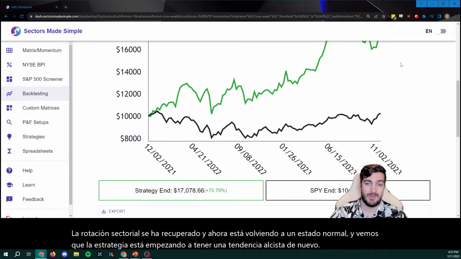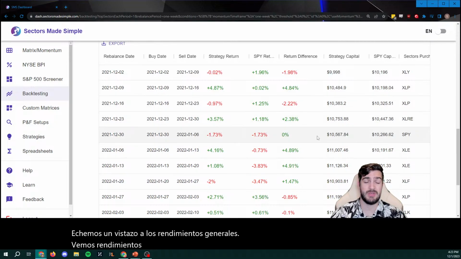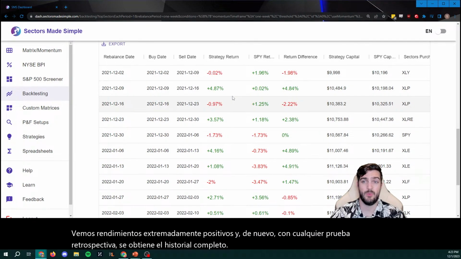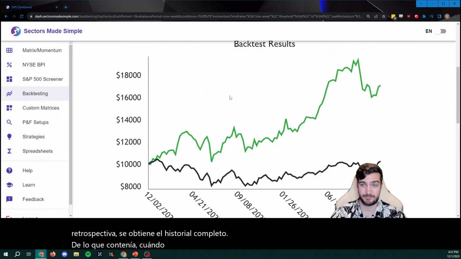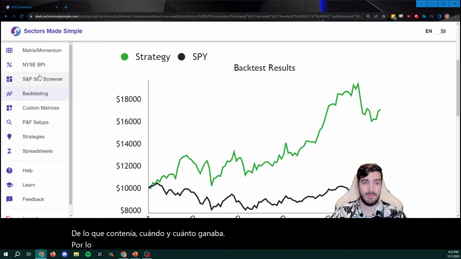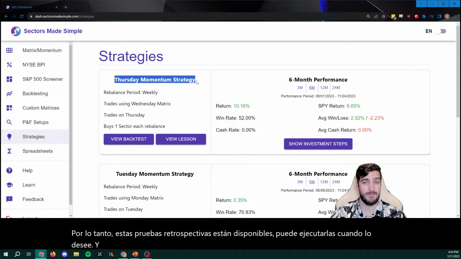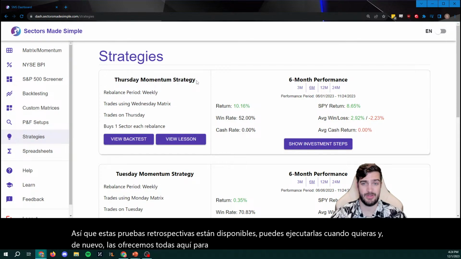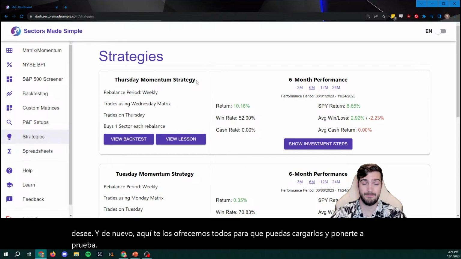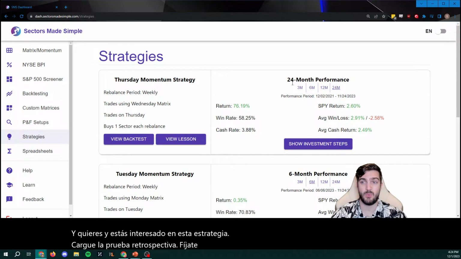But let's look at the overall returns. We see extremely positive returns. And again, with any backtest, you get the full history of what it held, when, and how much it made. So, these backtests are available. You can run them whenever you want. And again, we offer them all here for you to be able to load up and test yourself. So if you're watching this in the future, and you're interested in this strategy, load up the backtest. Look at the full results to see what might be going on.